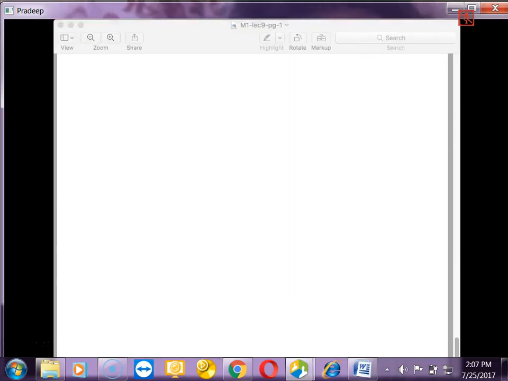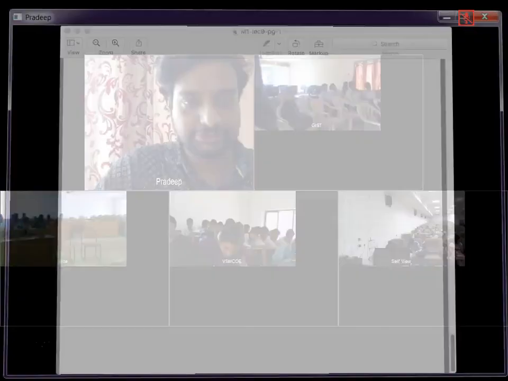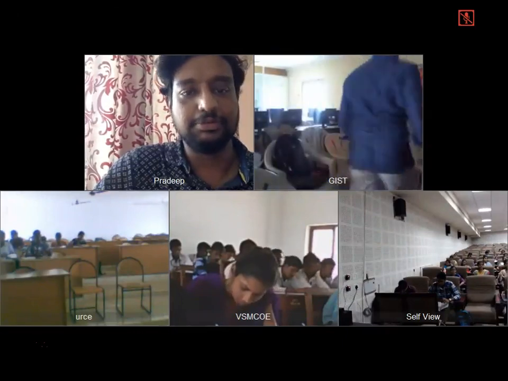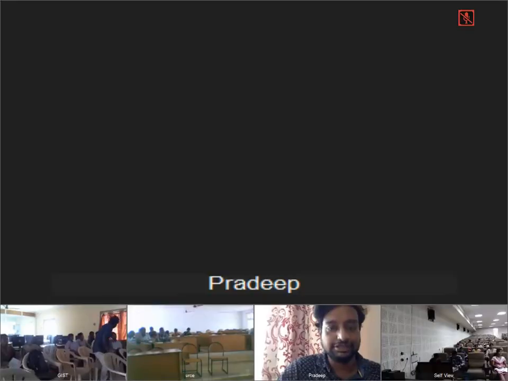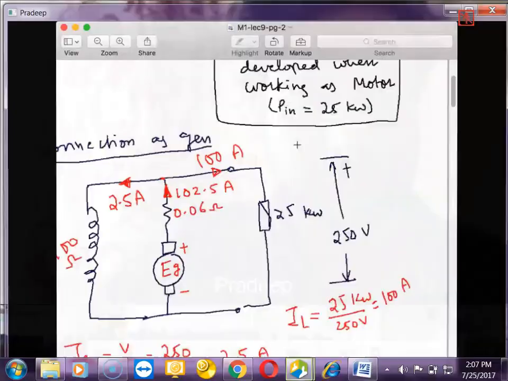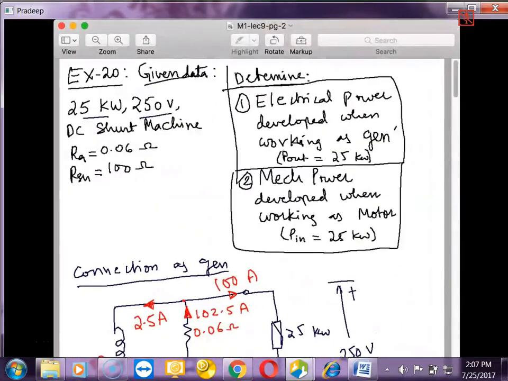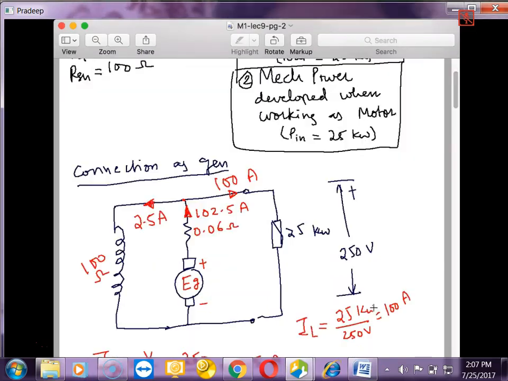Then we continued to look at more problems. For example, in example 20, the DC machine data is given and we determine the electrical power when working as a generator and the mechanical power when working as a motor. So both ways it works.